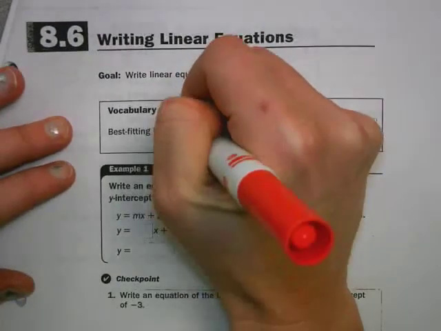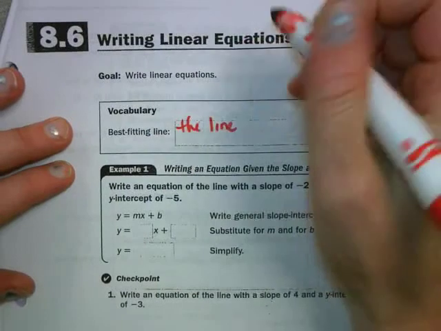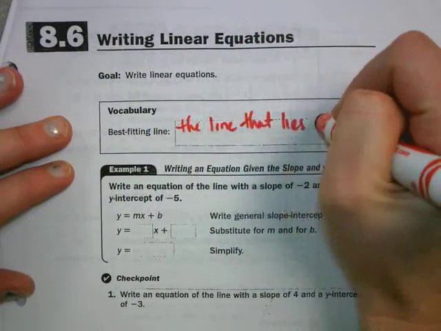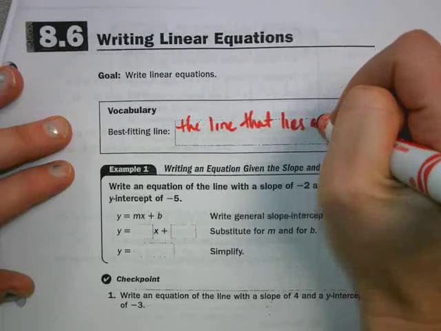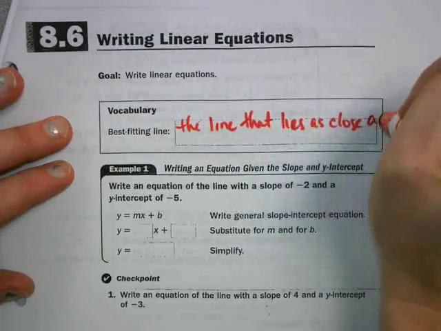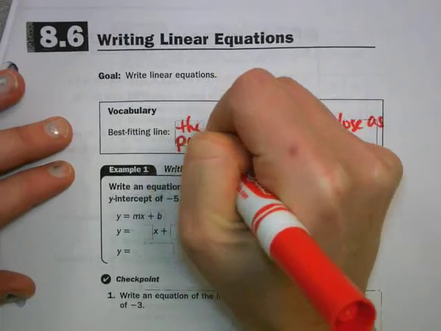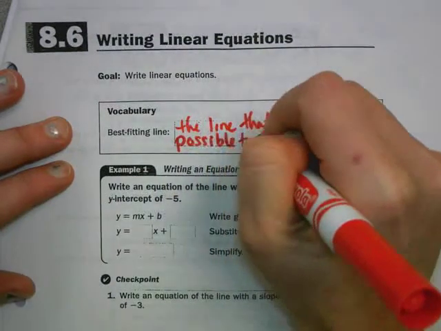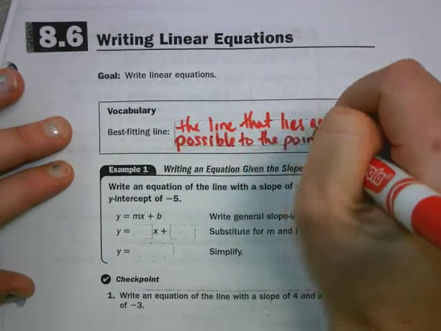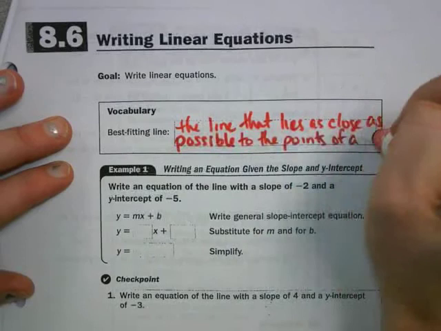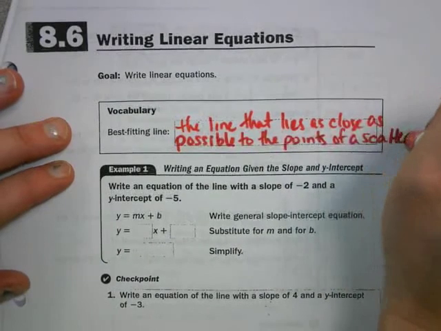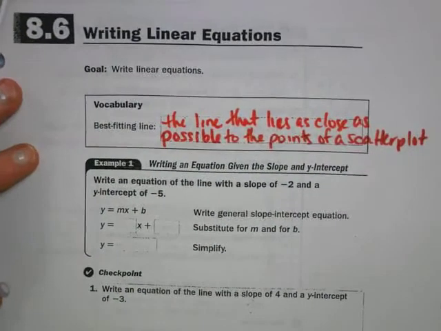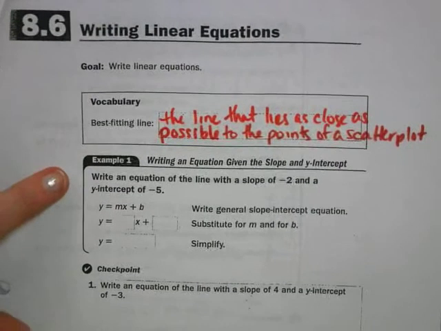So it's the line that lies as close as possible to the points of a scatter plot. And we're going to be referring to this throughout our notes, so that's why we're putting that in right now. All right, so let's look at example 1.